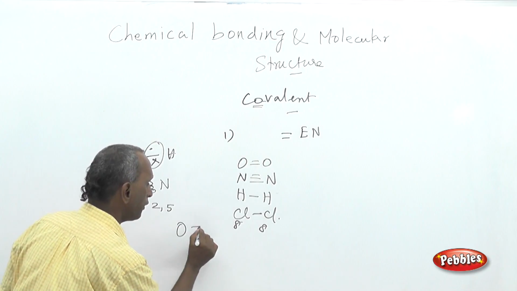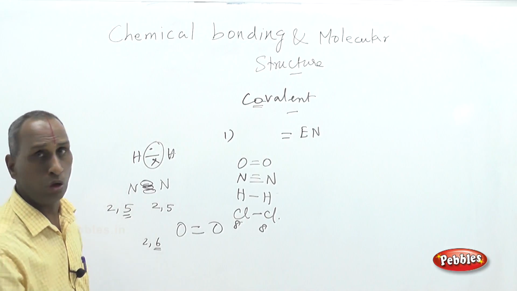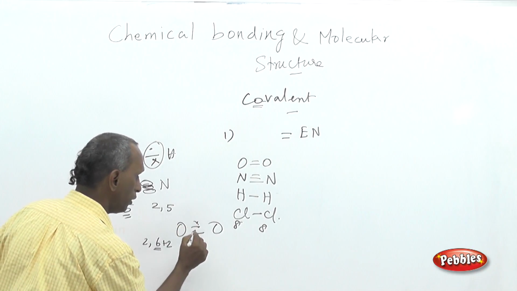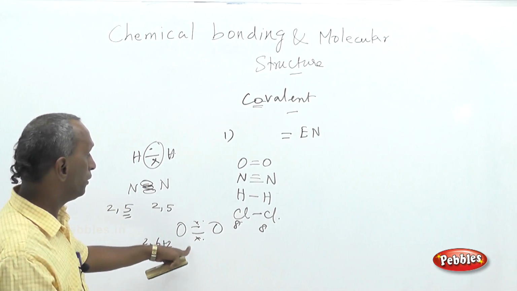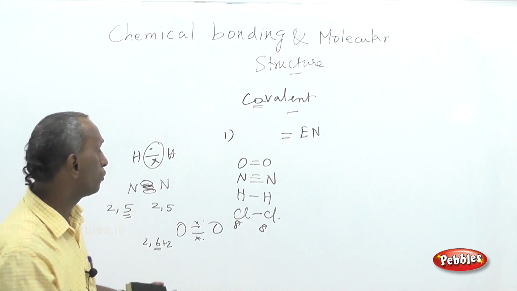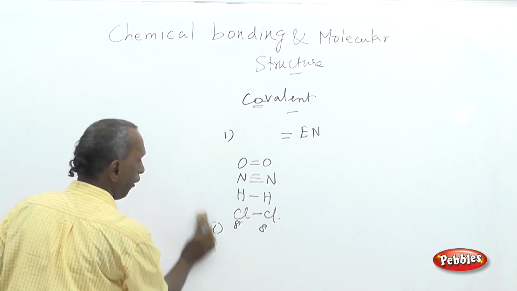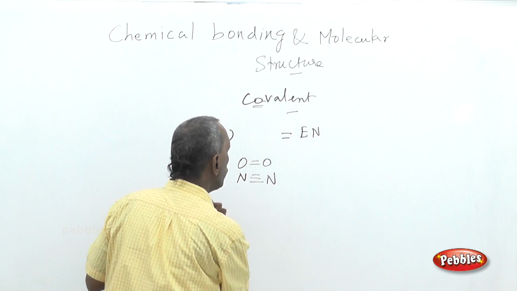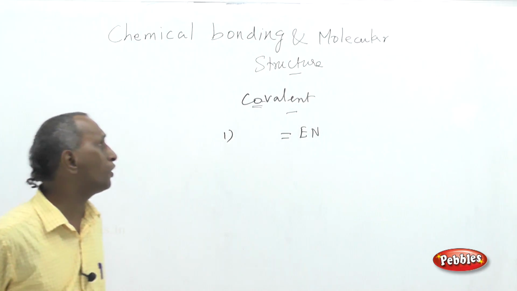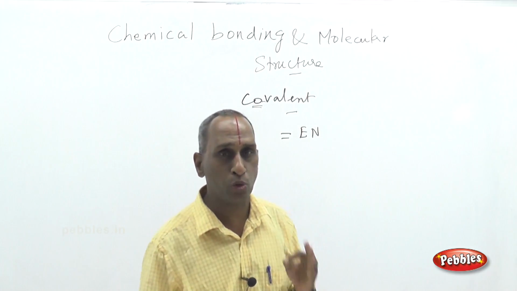If we take the case of oxygen, the atomic number is 8, and the outermost shell has 6 electrons. So each oxygen atom requires 2 electrons. Each electron pair is denoted by one covalent bond. So there are 3 covalent bonds in the case of nitrogen, 2 covalent bonds in the case of oxygen, and 1 covalent bond in the case of hydrogen, chlorine, etc. To condense and revise, covalent compounds are formed between atoms which have equal electronegativity.